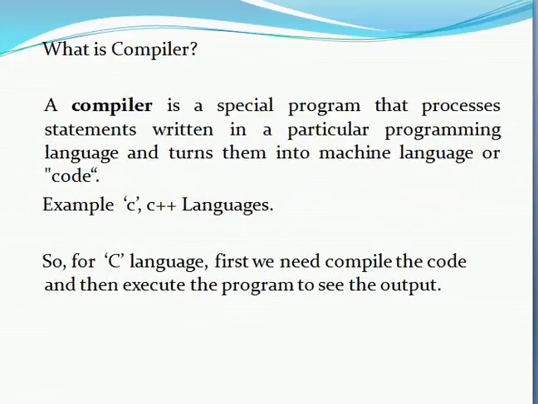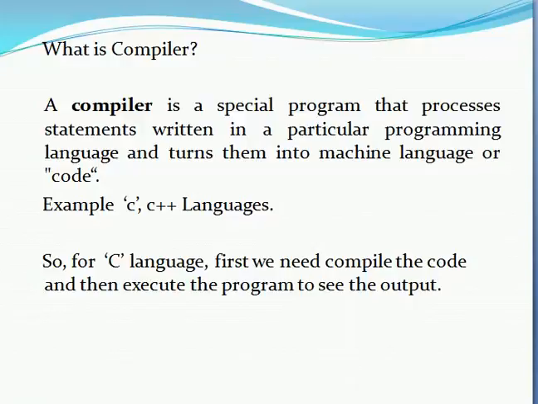Then the next question is, what is a compiler? A compiler is a special program that processes statements written in a particular programming language and turns them into machine language or code. See here, a program you can compile. That means you must compile it, then you need to execute it.